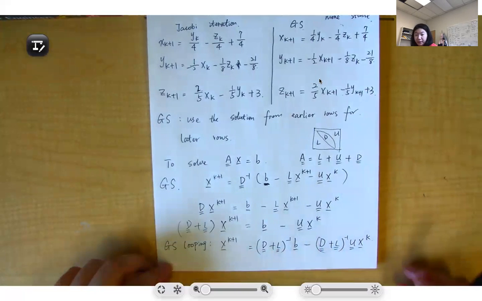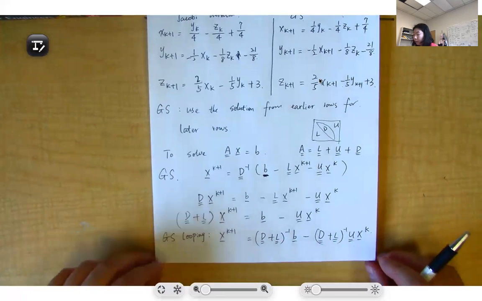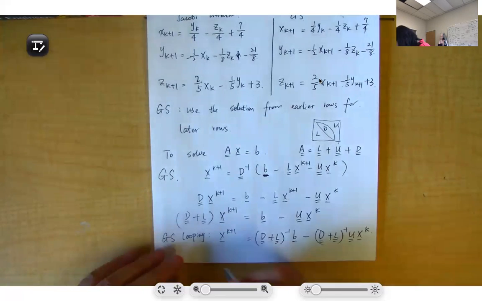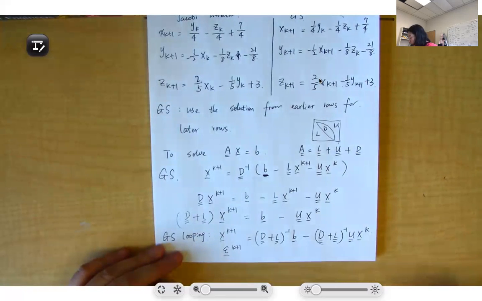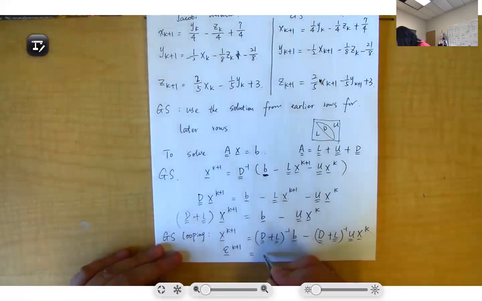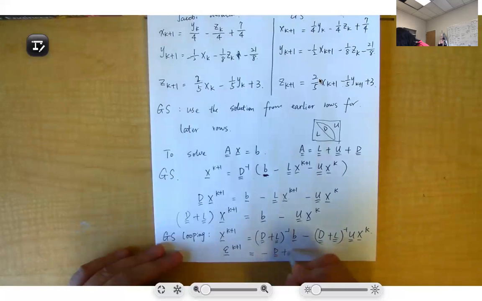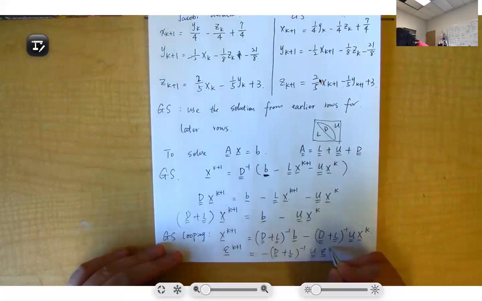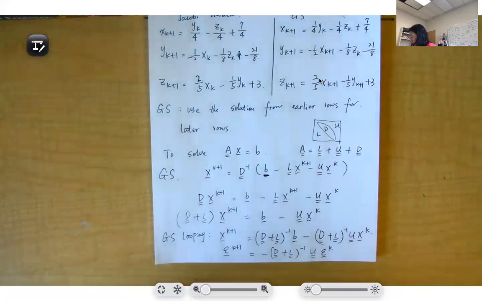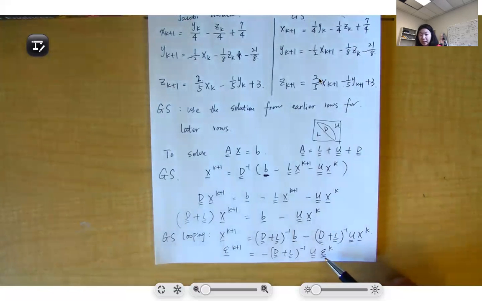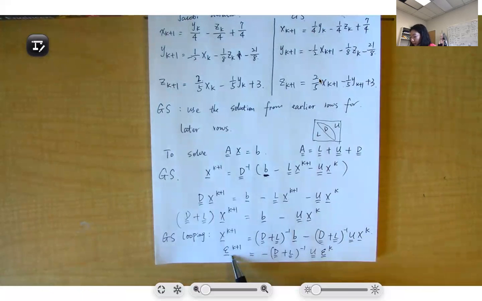We can also write the error for each looping. The error of the current iteration step will be equal to minus (D plus L) inverse U times the error at the previous step. So this is the error analysis for the Gauss-Seidel. This is the error compared to the true value. This is for the next step.